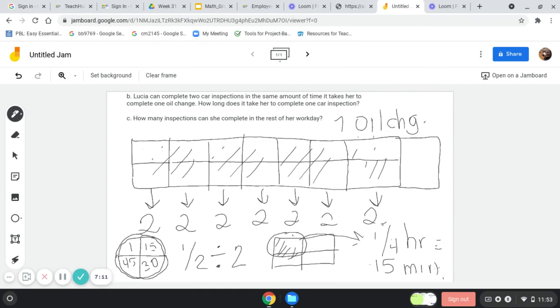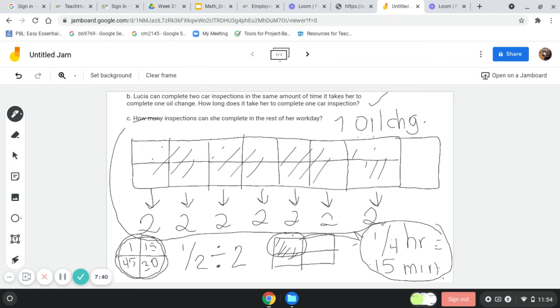So Lucia can complete 2 car inspections in the same amount of time it takes her to complete 1 oil change. How long does it take her to complete 1 car inspection? So we determined that it was a quarter hour, which is equal to 15 minutes. So we're good. We answered that question. Now let's look at the second one. How many inspections can she complete in the rest of her workday? So that's where this diagram comes in.